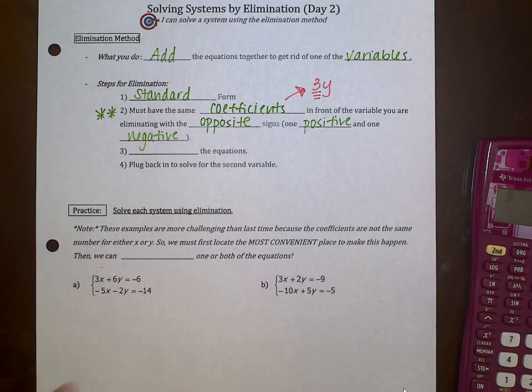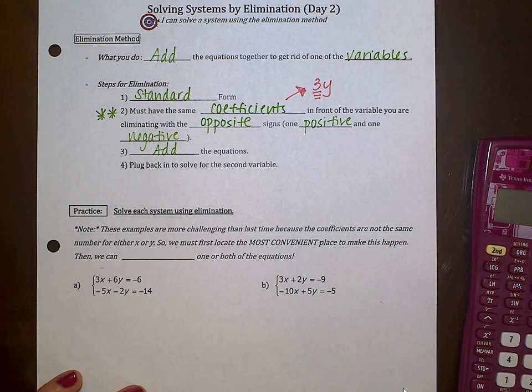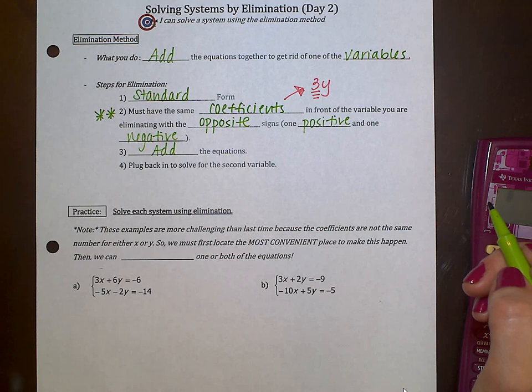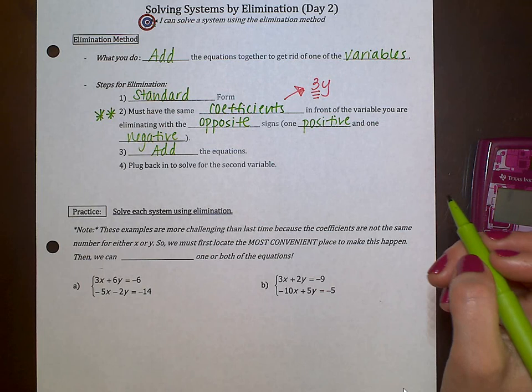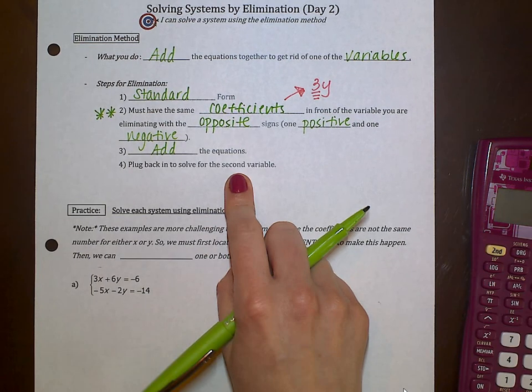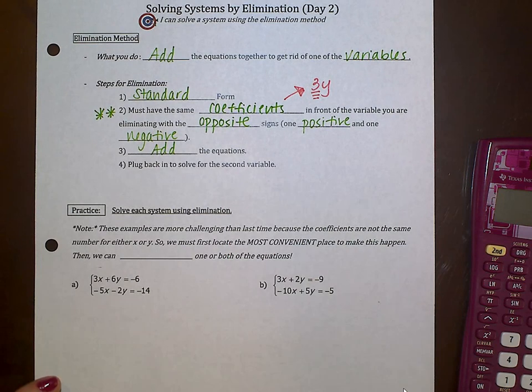So one of them needs to be positive, one of them needs to be negative. Once you have that, then you're ready to add the equations together. Once you've added them together, then it should be really easy to solve for one of the variables. And remember that when you find one variable, you have to go back and plug that in to solve for the second variable. So you kind of feel like you're finding two different answers.